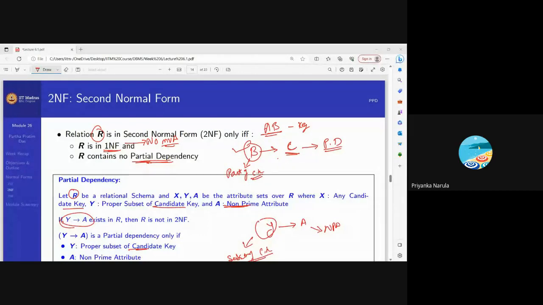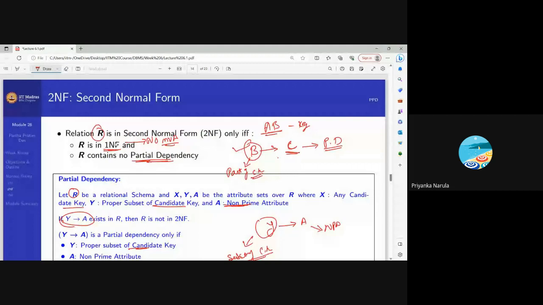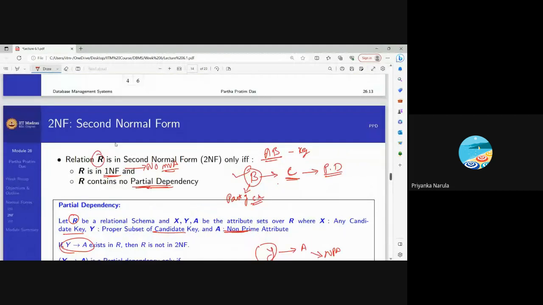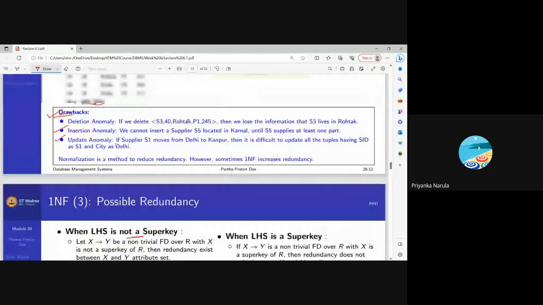So this partial dependency that you explained, can you tell me in context to the example, because I'm not very clear about the two conditions that you explained.